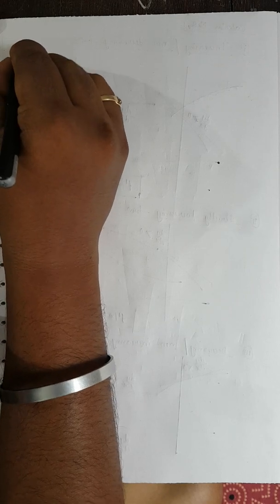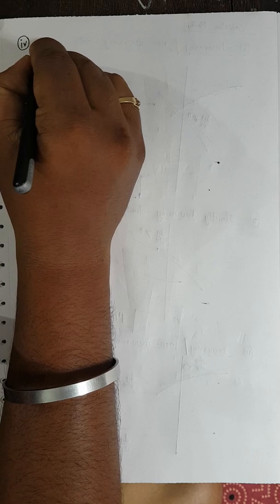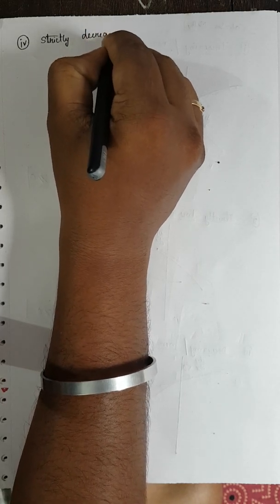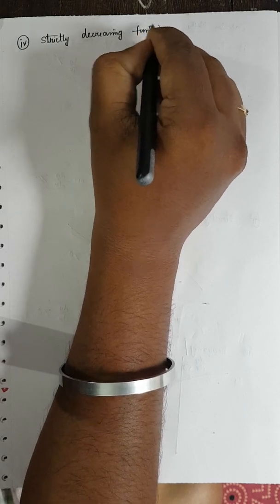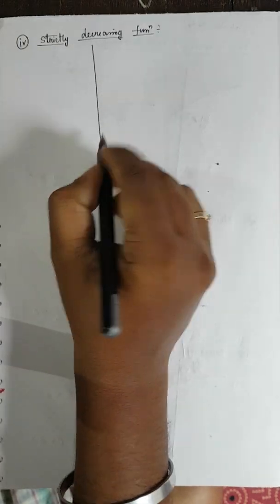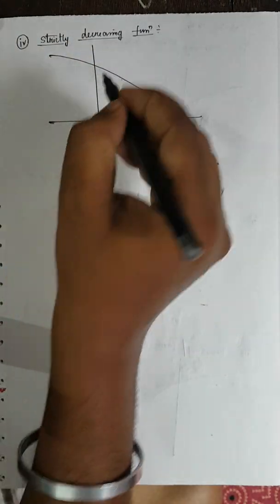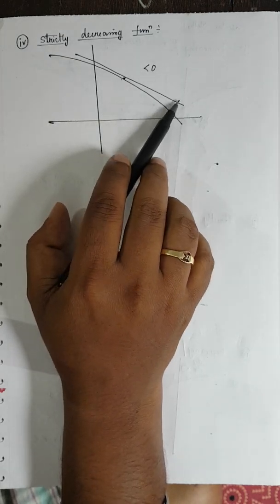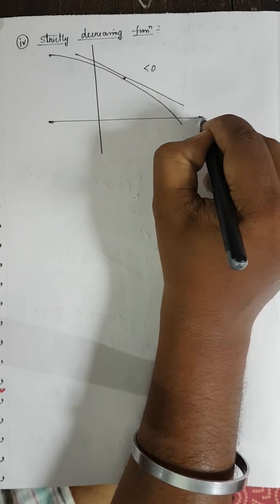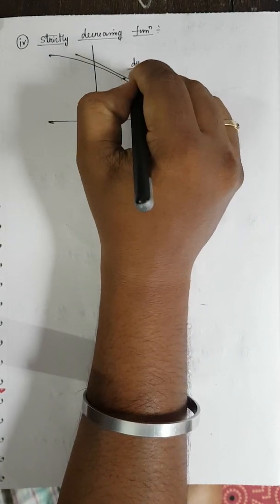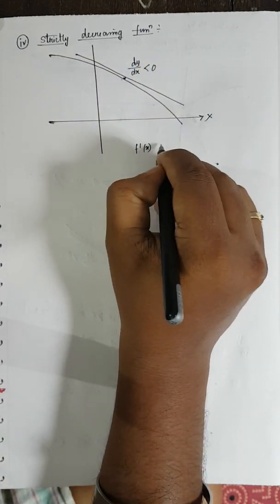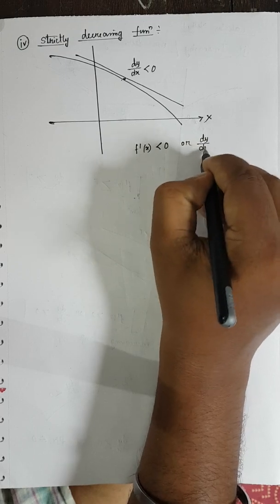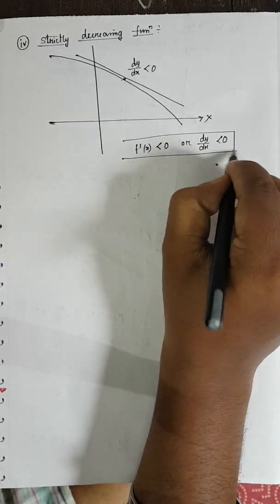Now the fourth function is strictly decreasing function. If we draw the graph, it is like this. If you draw a tangent at any point on this graph, it will have a slope less than 0. You can see the tangent will make an obtuse angle with the x-axis, so its slope will be less than 0. So dy by dx is less than 0. So hence for a strictly decreasing function, the value of dy by dx or f dash x at any point on the graph will be less than 0. So these are the geometrical interpretations of increasing and decreasing functions.